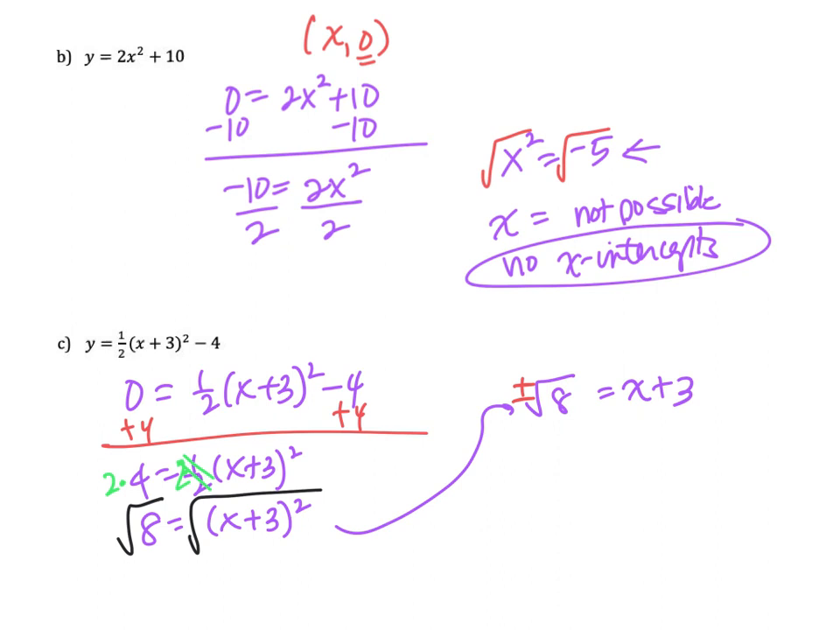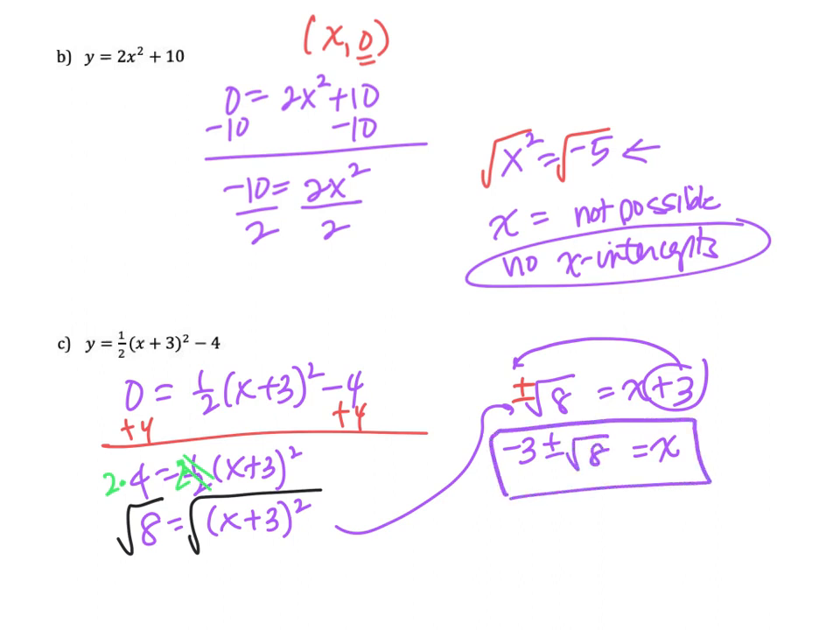And the last thing I have to do is isolate my x by moving the 3 to the other side. So I would get negative 3 plus or minus the square root of 8. And if you have studied the quadratic formula, then that might look a little bit familiar, but this is a shorter way of solving these problems rather than using the quadratic formula.